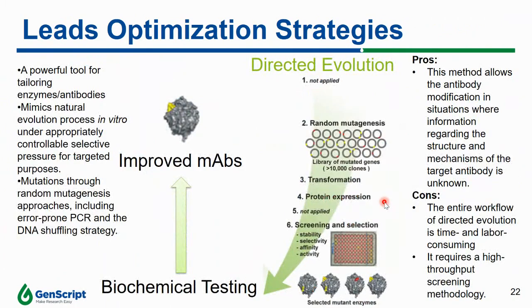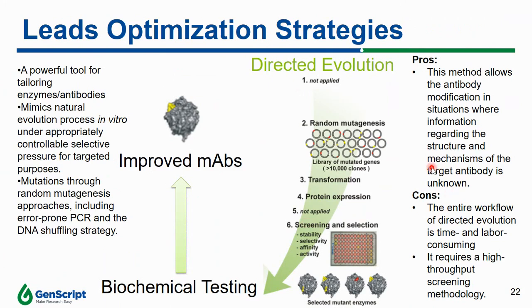The second lead optimization strategy is known as directed evolution. This strategy has been proven as a powerful tool for tailoring either enzymes or antibodies for the past two decades. Fundamentally, it mimics the natural evolution process in vitro under a properly controllable selective pressure for a targeted purpose. The key principle is to create a molecularly diverse library to screen for variants with improved performance, and this library can be created through random mutagenesis approaches, including error-prone PCR and DNA shuffling.